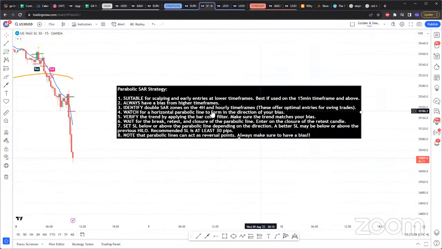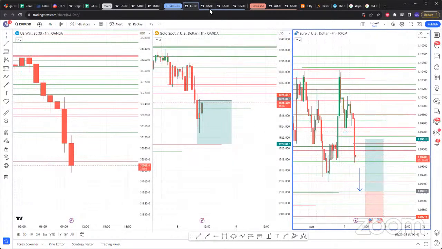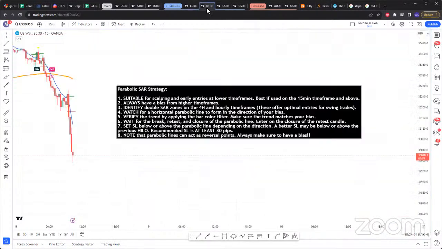Identify double SAR zones on the 4-hour and hourly. These offer optimal entries for swing trades. So again, for me, I'm not scalping with the SAR strategy, I am swing trading it. So I use number 3, and I identify those double SARs. So for me right now, I know to wait for EU at around 1.09 thousand, and then I'll look for entries on EU.